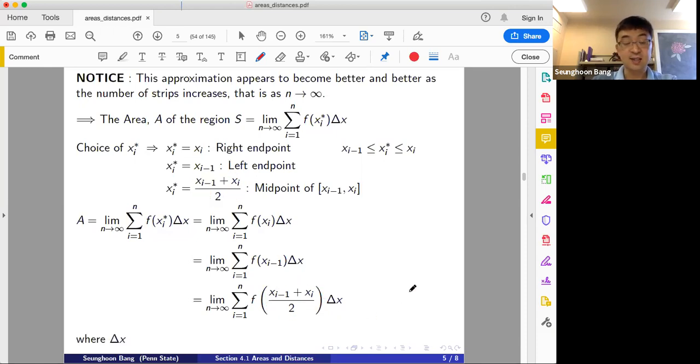What is delta x? Delta x is b minus a over n. What's xi? Xi is a plus i times delta x. This is the whole idea for finding the exact area.